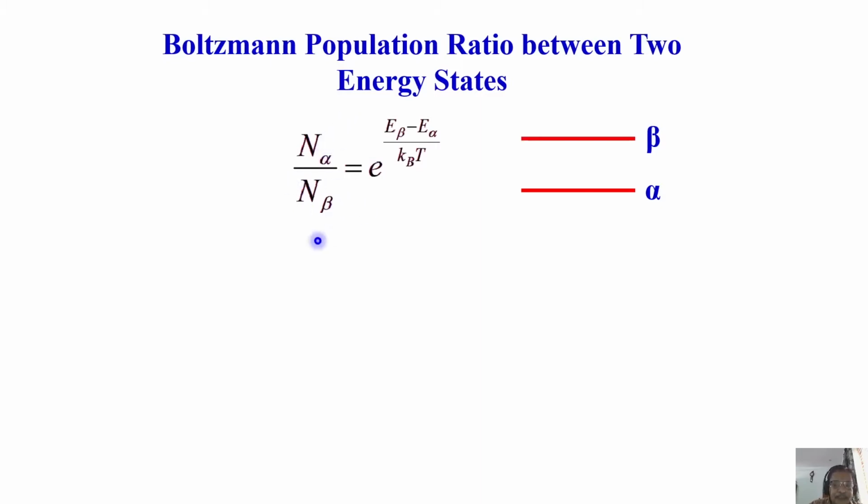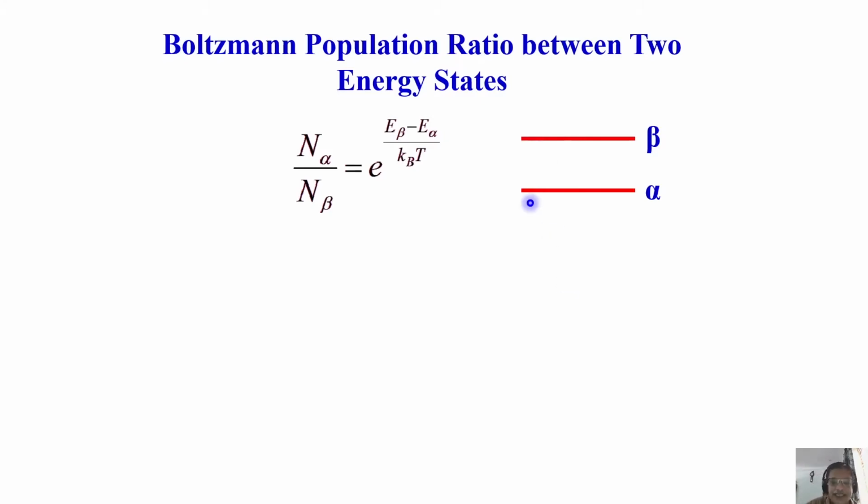If I take the ratio in the opposite way, N beta over N alpha, then it is going to be e to the power of minus (E beta minus E alpha) over KbT. In other words, in simple form, the ratio of the population is given by e to the power of minus delta E by KT.